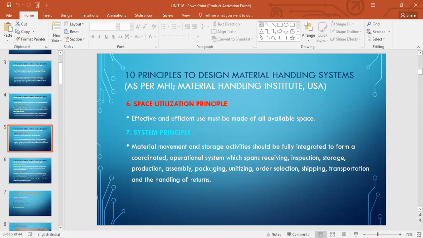Similar is for packaging, right? As and when it is required to be packed and sent, then you have to have a coordination between the storage system. So that's why we're calling material movement and storage activity should be fully integrated.